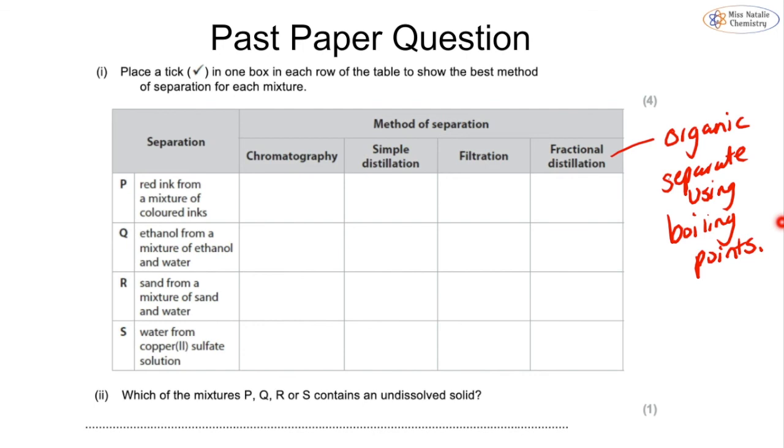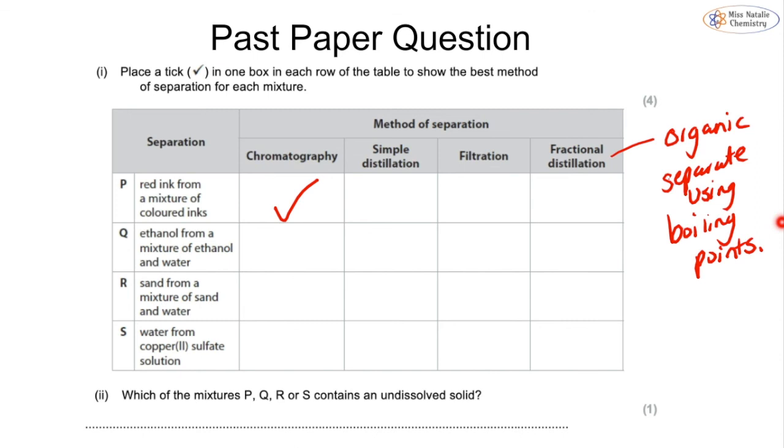Okay, so it can come up, of course, in the exam paper, because by the time you do the exam, you will have done all of the different methods. But here we haven't talked too much about it, but we'll see if we come across one. So first of all, we want to look for red ink from a mixture of coloured ink. Well, we know that the best way to separate out inks is chromatography. The second one, we want to get some ethanol from a mixture of ethanol and water.